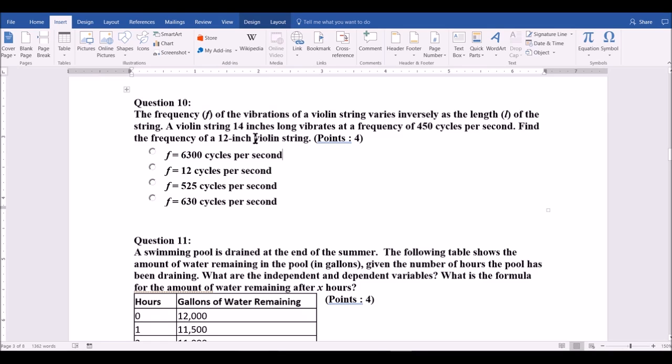Let's take a look at what affects one another. So we have a 14-inch long string. It has the 450 cycles per second. So we're dealing with these vibrations. Now the length affects the cycles, which means the length is independent and the cycles are dependent on that. So looking at this as the X, this as the Y. So the 12 will be the X, and then we're trying to find its Y. So let's take a look at how to set that up. And there's a few ways to think about this, but let's take a look at how to set it up.